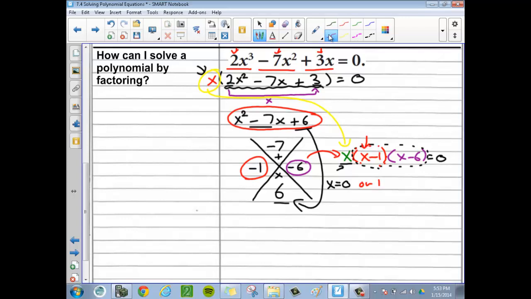And lastly, let's take a look at this parentheses. Again, I have to figure out what I have to put in for this x to make this parentheses 0, because if this parenthesis is 0, the whole thing will be equal to 0. Well, what minus 6 is 0? 6 minus 6 is 0. So another solution would be x equals 6. And that is how you use factoring to solve polynomials. We found that this polynomial crosses over the x-axis at x equals 0, 1, or 6.